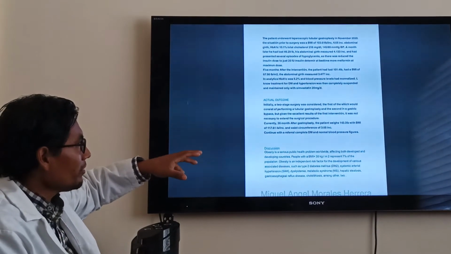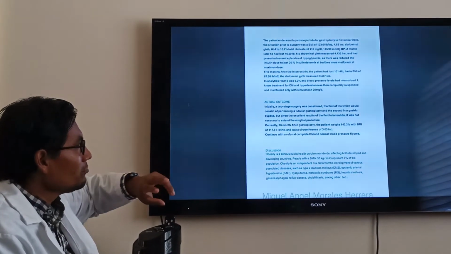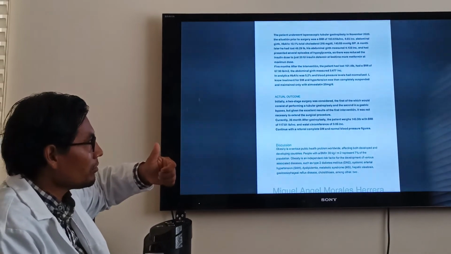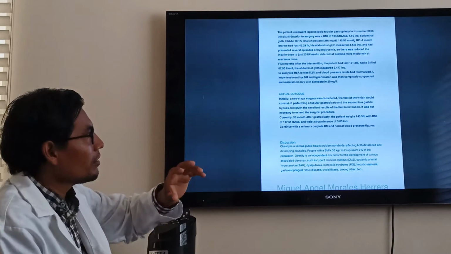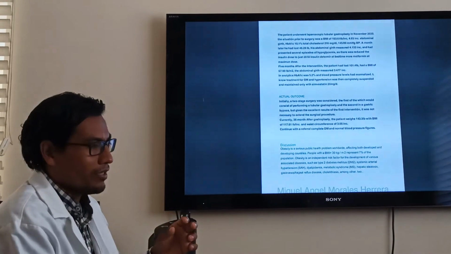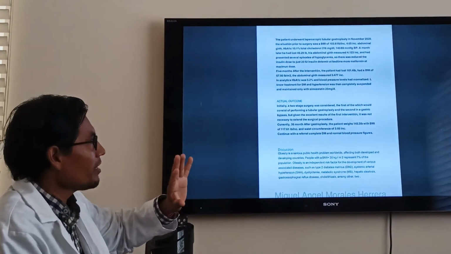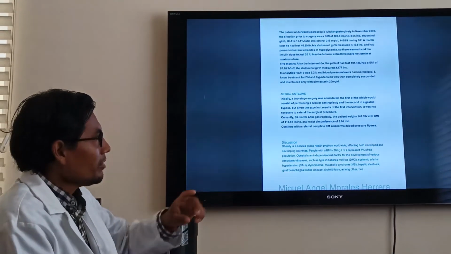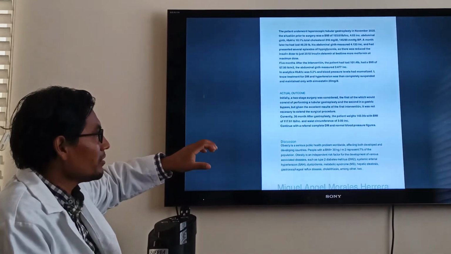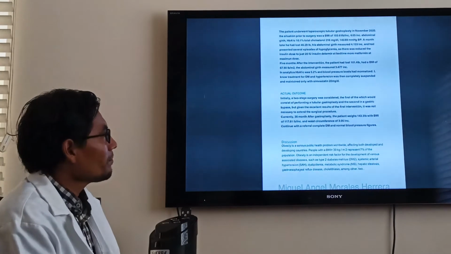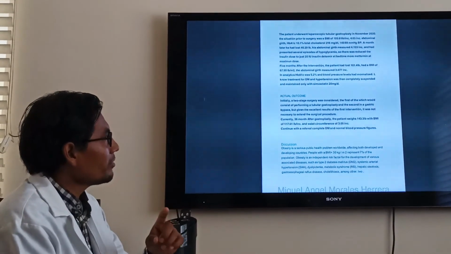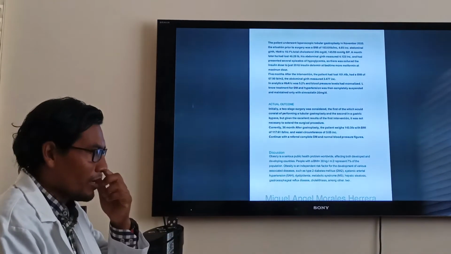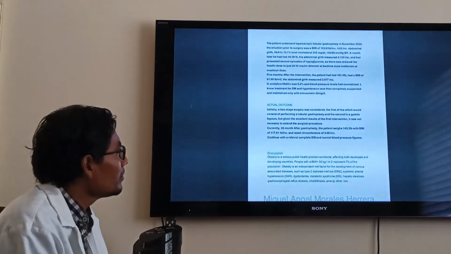Actually, initially a two-stage surgery was considered, the first consisting of a tubular gastroplasty and the second a gastric bypass, but given the excellent result of the first intervention, it was not necessary to expand the surgical procedures. It is only the first intervention that is adequate for the treatment.